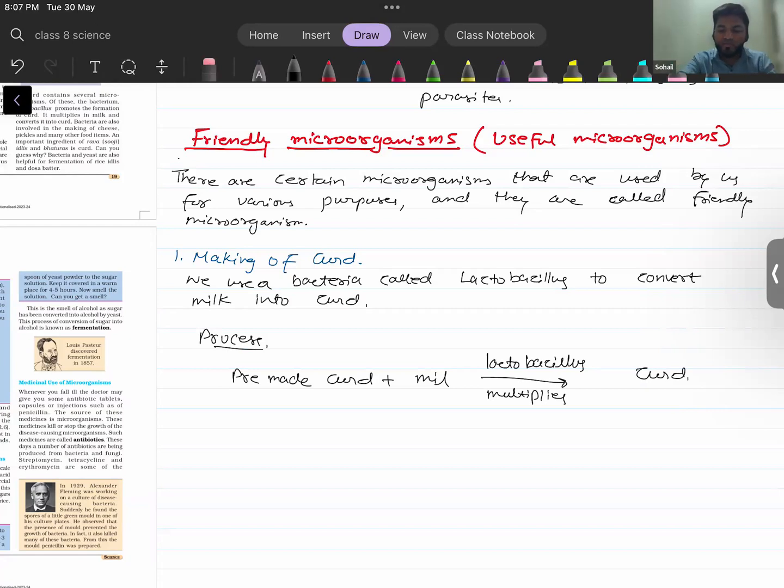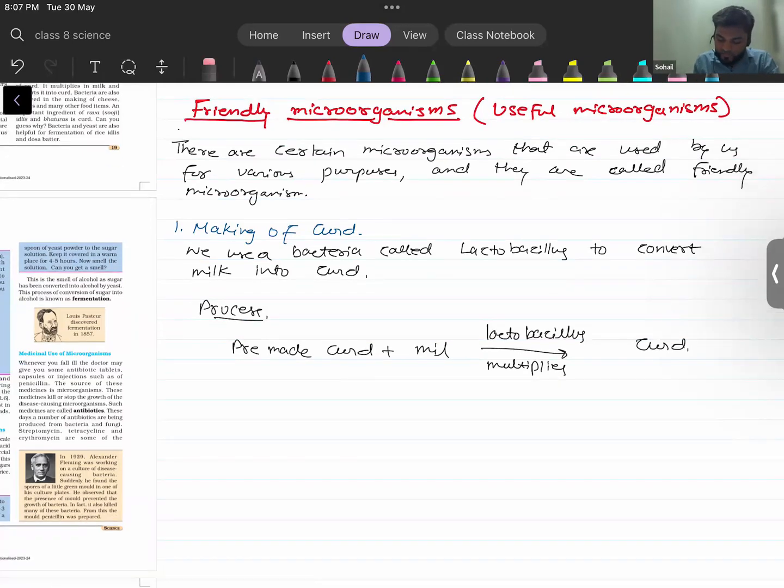Curd is used in various dishes, like if you consume idli, and if you simply consume curd in raw form, it is added with sugar also and then consumed. Some of the important dishes have curd as a very important part of them. Now name some other utility of microorganisms.